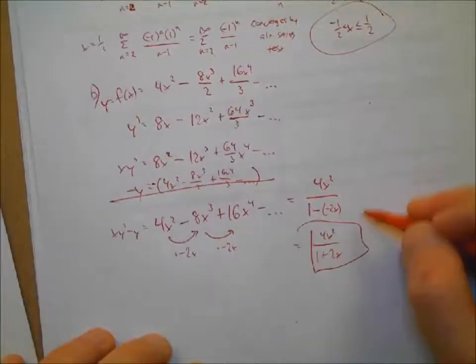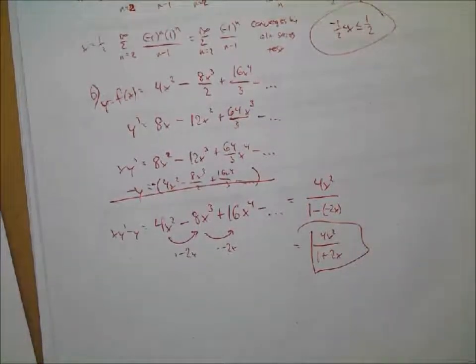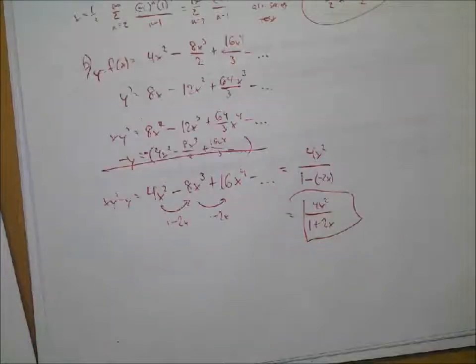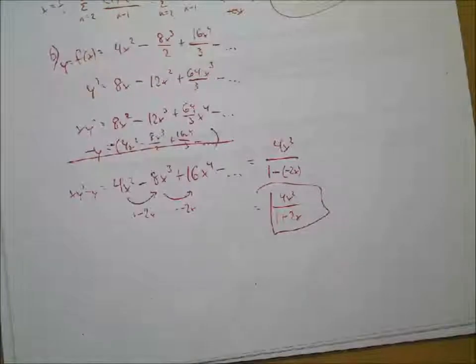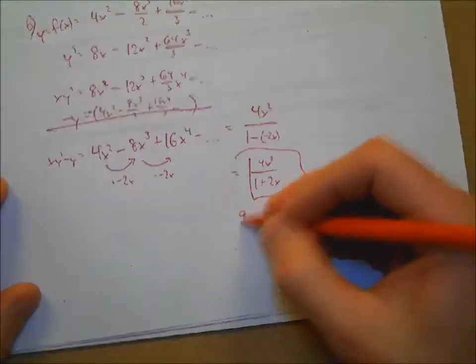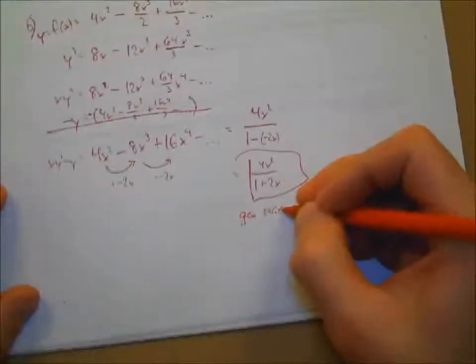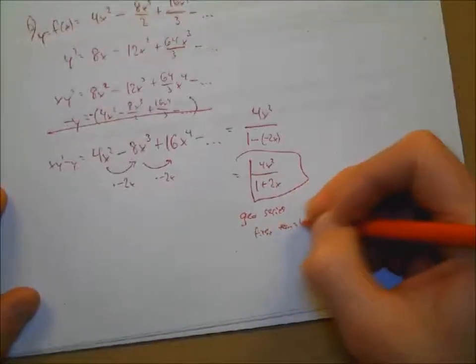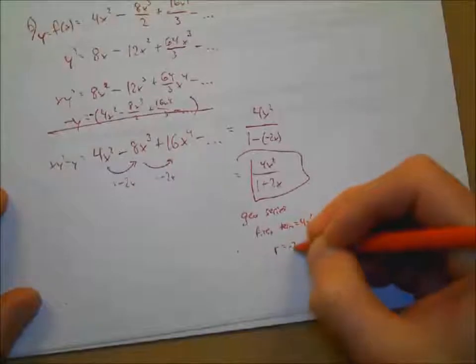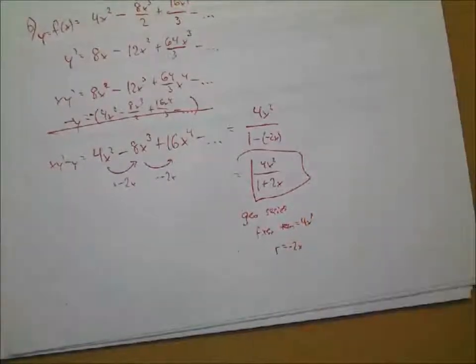OMG, that is exactly what we're trying to solve for. Okay, wait, what? That's what we're trying to show. That's equal to 4x squared over 1 plus 2x there. Okay, we made it, so it's geometric. First term 4x squared, r equals negative 2x. Okay? Sorry guys, squeezing that in there at the last minute, but there it is.